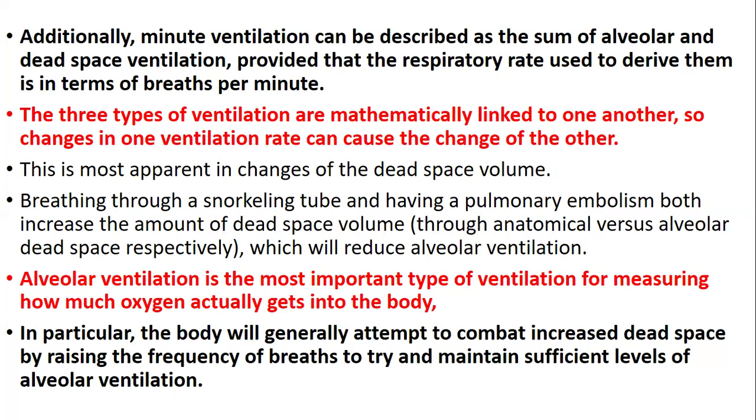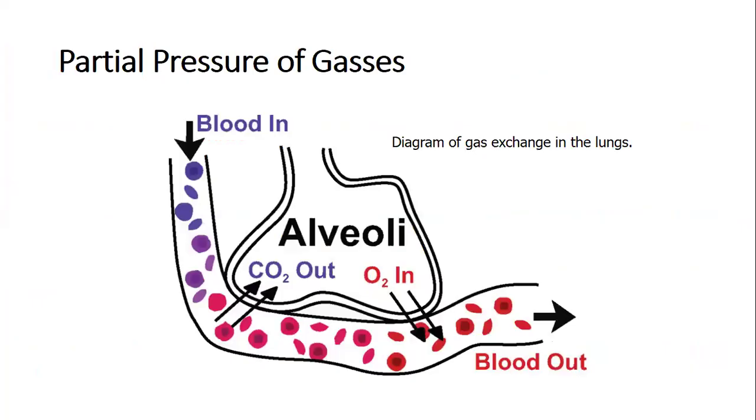Alveolar ventilation is the most important type of ventilation for measuring how much oxygen actually gets into the body. In particular, the body will generally attempt to combat increased dead space by raising the frequency of breaths to try and maintain sufficient levels of alveolar ventilation. So in trying to have a lot of air participate in gaseous exchange, the body will raise the number of breaths so that physiological balance is maintained.